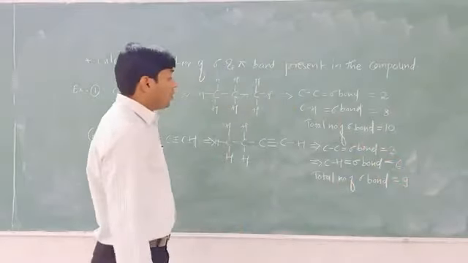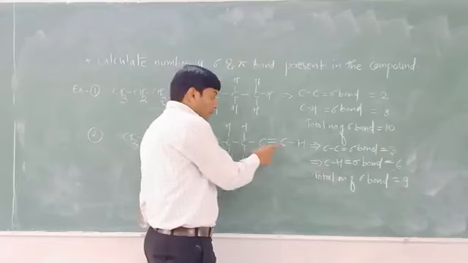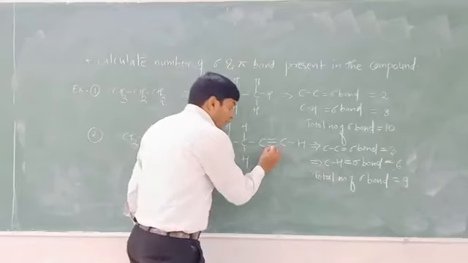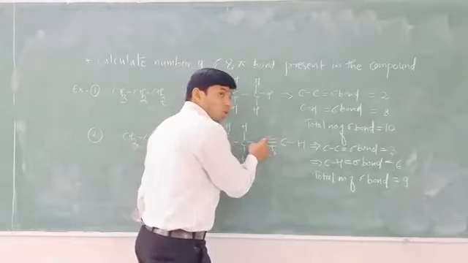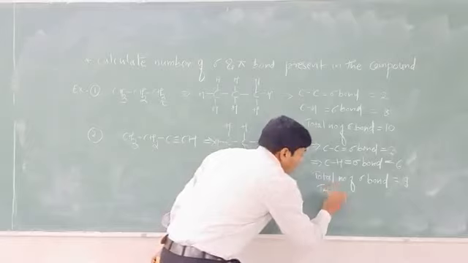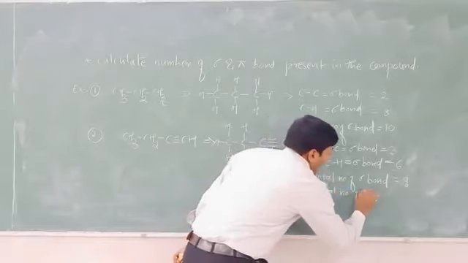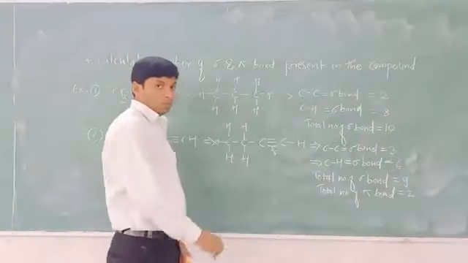So how many pi bonds are there in this particular compound? Between the carbons having a triple bond, the first bond is called a sigma bond, and the upper two bonds are called pi bonds. So the total number of pi bonds present in the compound is 2.